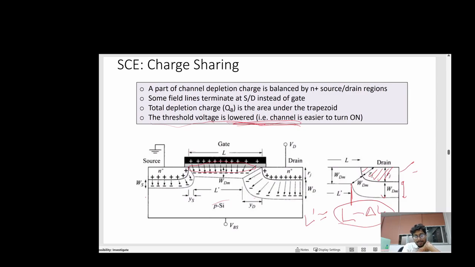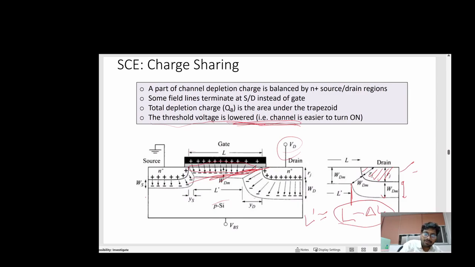This is due to the applied voltage. There will be some gradient. That will happen when you apply too much drain voltage. Channel pinch off will be there in that case. That we will come to later.